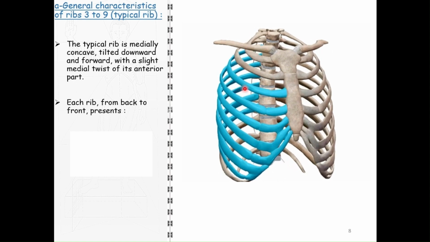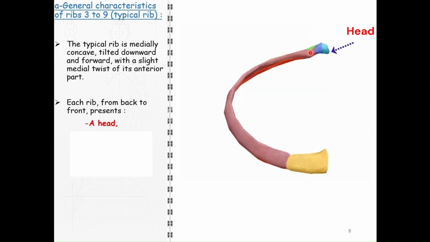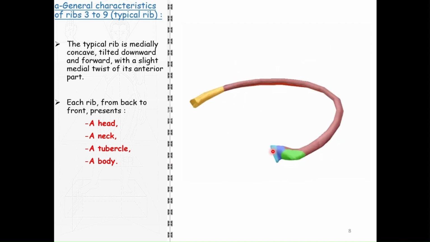Each rib, from back to front, presents a head, a neck, a tubercle, and a body. The head has two articular surfaces. An upper surface that articulates with the lower costal surface of the adjacent vertebra, and a lower surface that articulates with the upper costal surface of the corresponding vertebra with the same number.